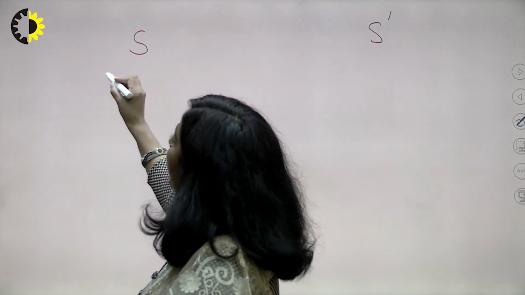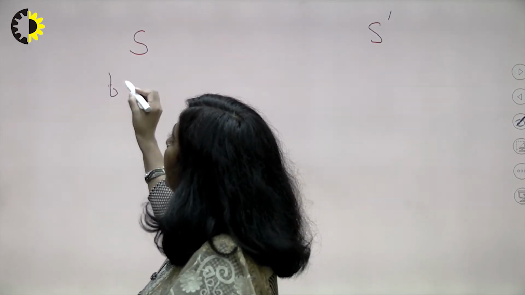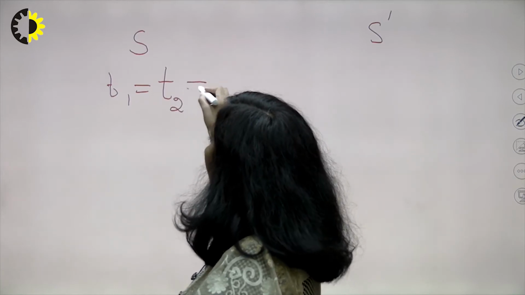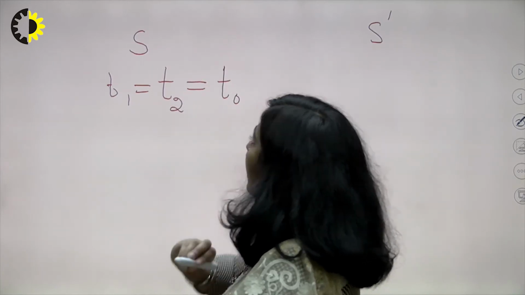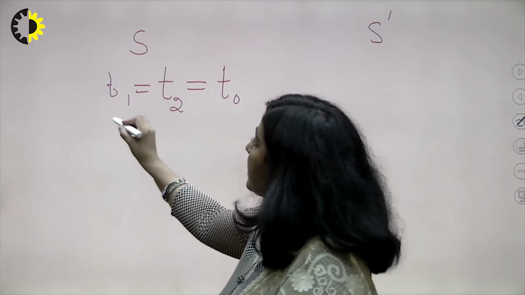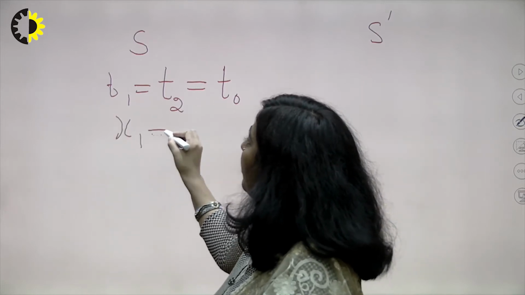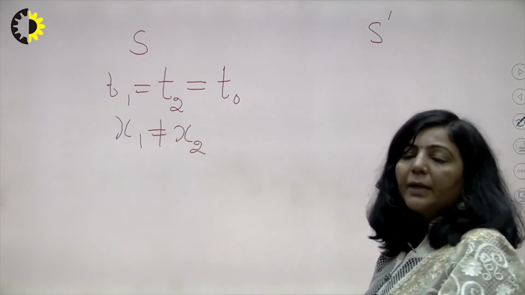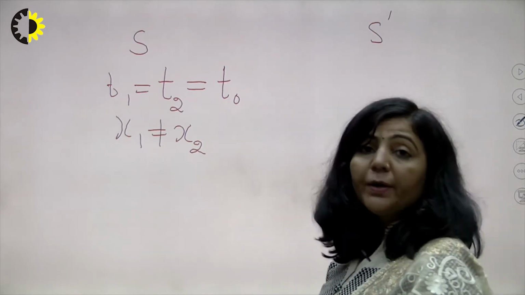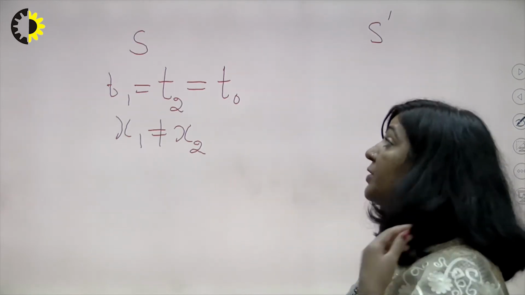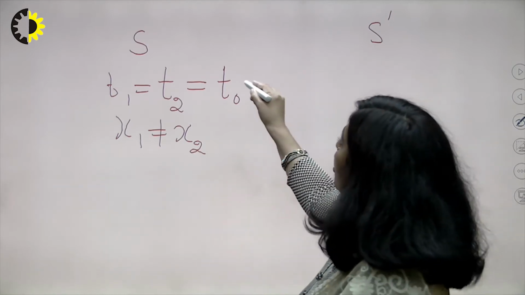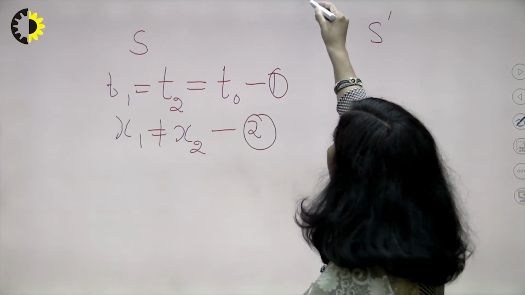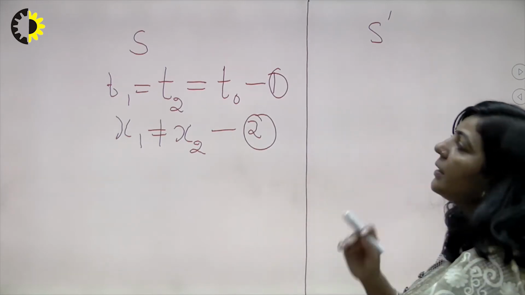suppose in frame S two events are simultaneous. Simultaneous means t1 is t2, and let that be equal to t0, and these events are simultaneous at two different positions, and let the first event happen at x1 and the second one at x2, and x1 is not equal to x2. So now you have to prove that these events are not simultaneous in this second inertial frame.